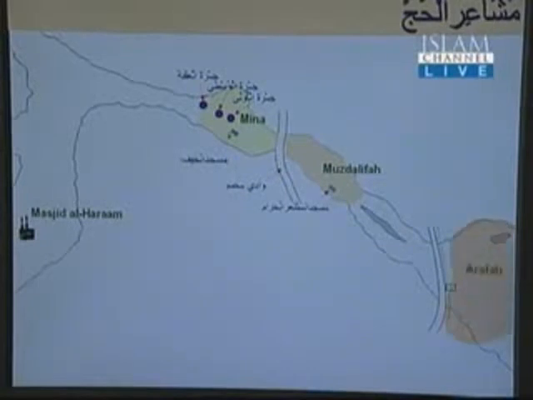Next is Arafah, which is right towards the right hand side corner below. Arafah is where you do the Wuquf of Arafah on the Yawm Arafah. You have Masjid Namira.